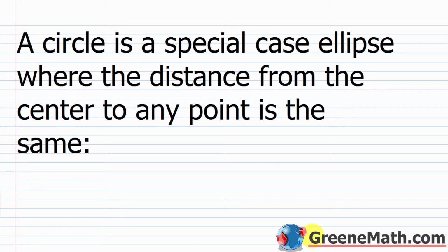So in the last lesson, we learned how to graph a circle. It turns out that a circle is just a special case ellipse where the distance from the center to any point is the same. And remember, we had a special name for this distance from the center to any point. We called this the radius.